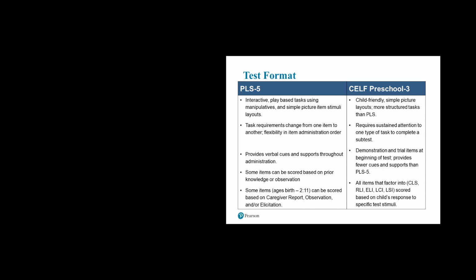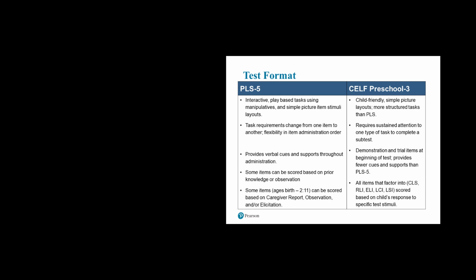Also, most items on PLS-5 don't require a child to get every single attempt correct in order to score the item as correct. For example, an item that's assessing whether the child understands negatives in sentences only requires that the child correctly demonstrate an understanding of negatives in 2 out of 3 instances. So not every missed opportunity results in a score penalization. Some items can be scored, as I mentioned earlier, based on prior knowledge of what the child can do or a previous observation that showed that the child does have a skill.